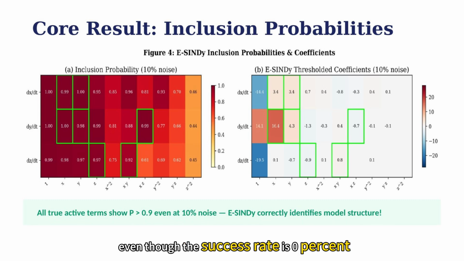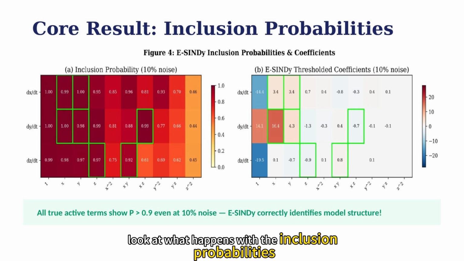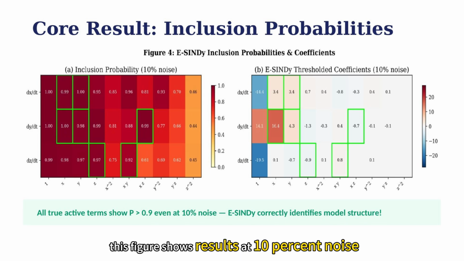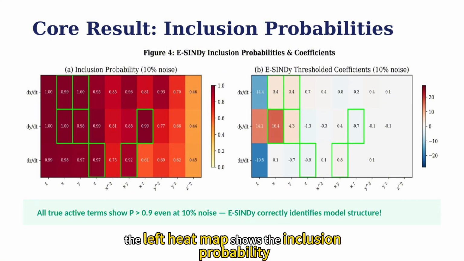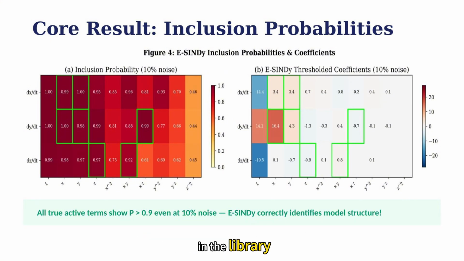Even though the success rate is 0%, look at what happens with the inclusion probabilities. This figure shows results at 10% noise, which is quite a lot of noise. The left heat map shows the inclusion probability for every candidate term in the library. The green boxes highlight the terms that are truly active in the Lorenz equations. Let me walk you through each equation.